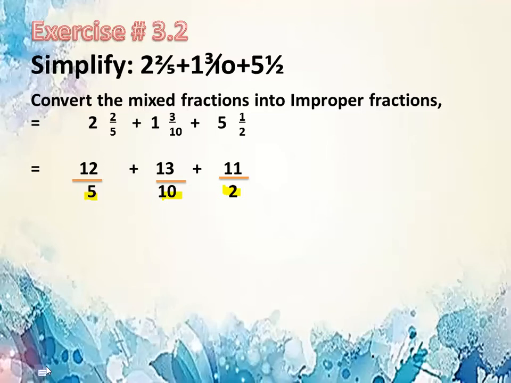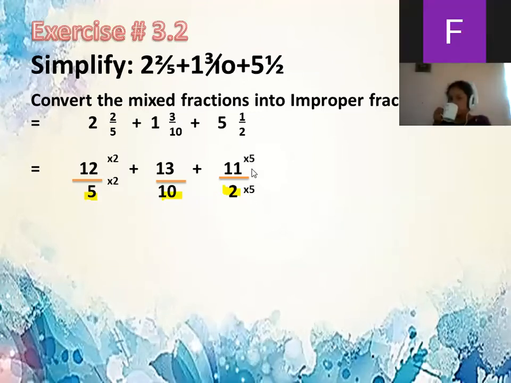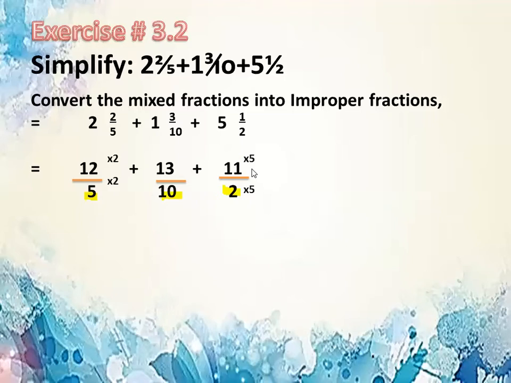Now I will multiply 5 by 2, and similarly the numerator will be multiplied by 2. Here I will multiply 2 by 5, and the numerator 11 multiplied by 5. So 5 multiplied by 2 is 10, and 12 multiplied by 2 will be 24. 10 will remain the same. Then 2 multiplied by 5 is 10, and 11 multiplied by 5 will be 55.